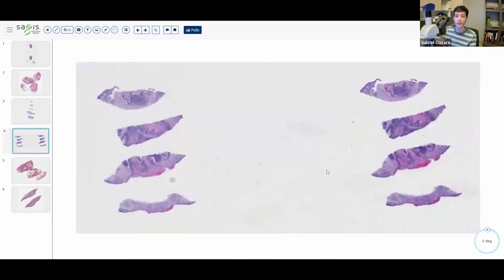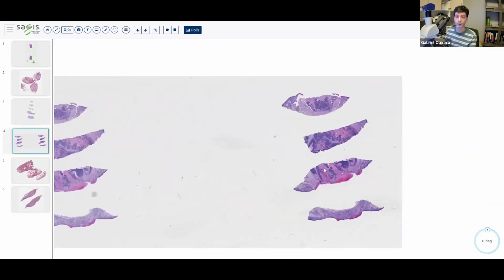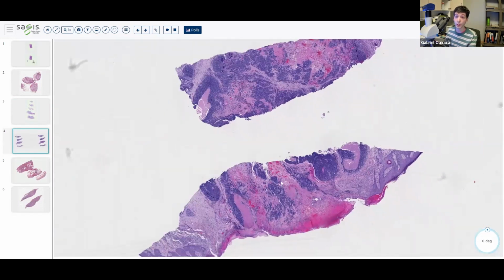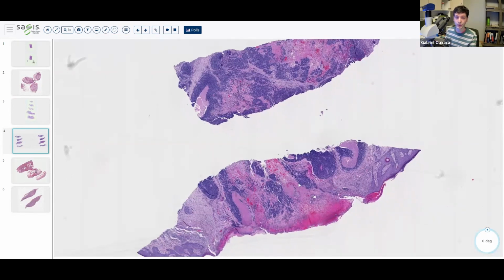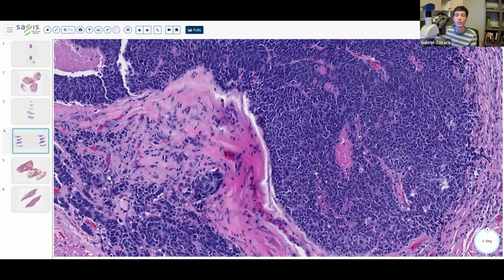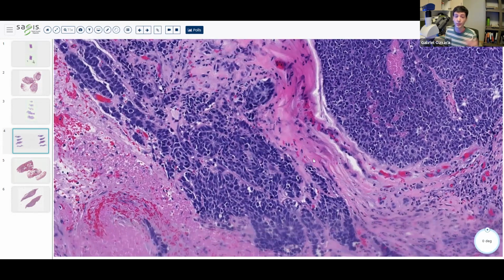All right, so our next case, as I'm sure many of you realized, does not actually fall into the sarcoma category. However, the morphology itself could be considered small round blue, even though these cells are not that small.